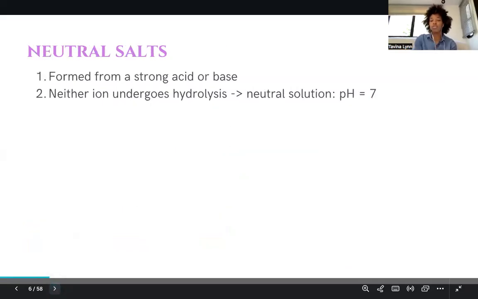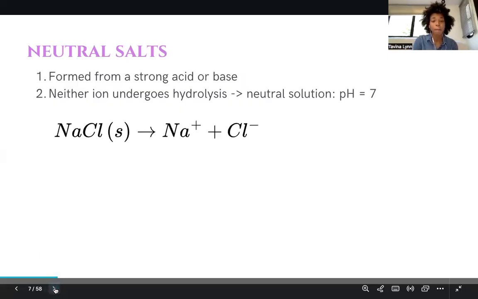So let's talk about neutral salts, which form from a strong acid and a strong base, such as hydrochloric acid or sodium hydroxide. The salts that hydrochloric acid or sodium hydroxide can come from include sodium chloride, the example I talked about, table salt. Strong acids and strong bases don't undergo hydrolysis. They remain at a neutral pH of 7.